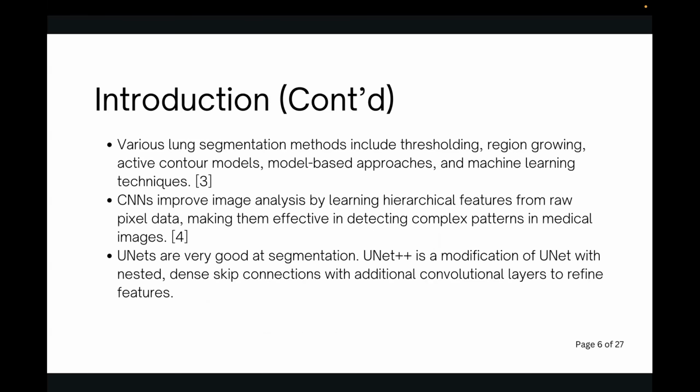Various methods have been proposed by various researchers, including thresholding, region growing, active contour models, or recently machine learning approaches. And CNNs are actually best among them. And UNET is a very famous architecture for segmentation, especially in medical imaging. And UNET++ is a modification of that standard UNET. It has more nested, dense skip connections and additional convolutional layers to refine features more perfectly.